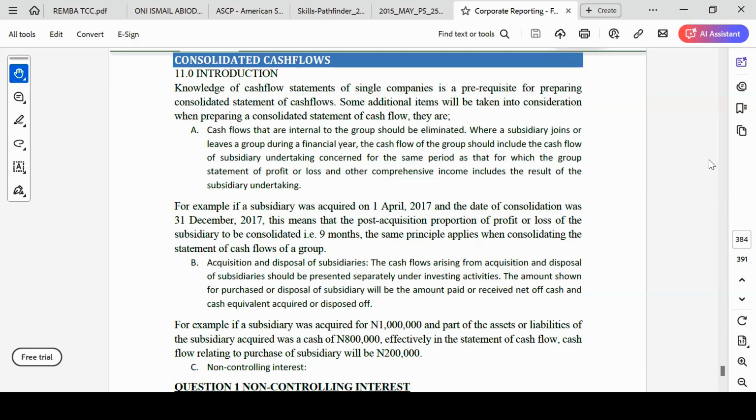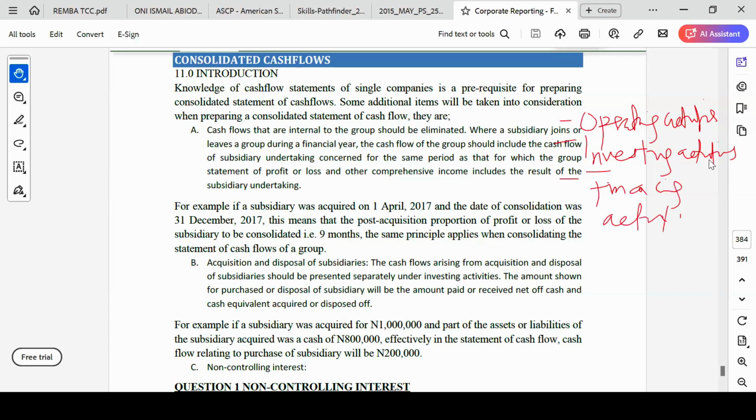I'm sure you would remember there are three aspects. There's the operating activities. We have the investing activities. And lastly, we have the financing activities. So I'm just going to remind you or revise with you some of the things that you've already done.